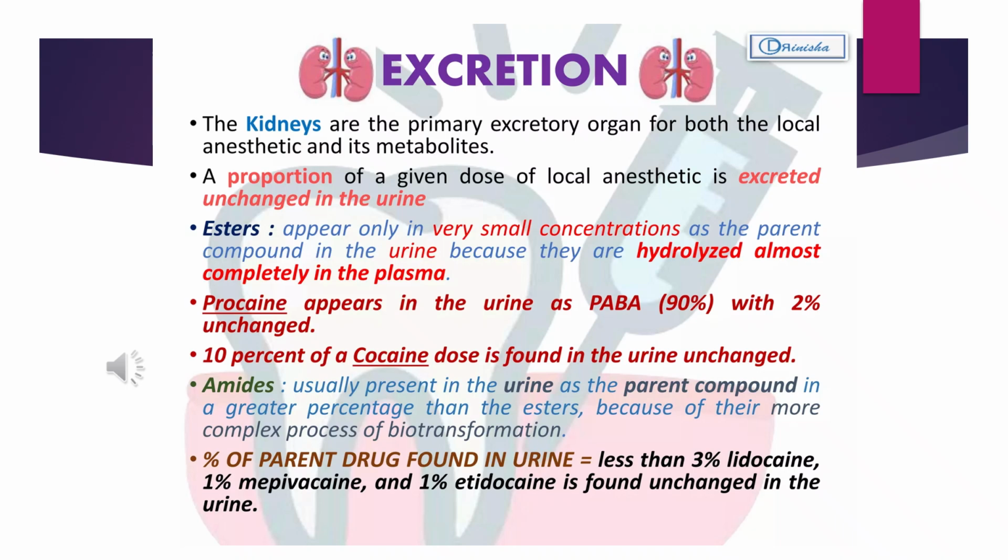And procaine appears in the urine as PABA 90% with 2% unchanged. Amides are usually present in urine as a parent compound in a greater percentage than the esters, primarily because of their more complex process of biotransformation. Patients with significant renal impairment may be unable to eliminate the parent local anesthetic compound or its major metabolites from the blood, resulting in slightly elevated blood levels, so increased potential for toxicity.